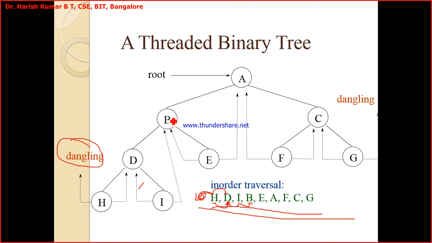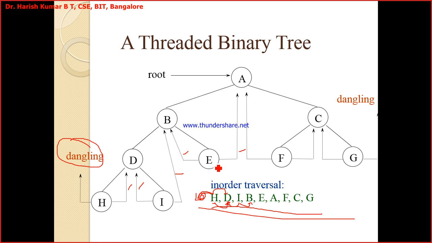When I look for the right child of node B, yes, a right child for node B exists and it is E. And this is again a leaf node, the left link is null and the right link is also null. By looking into the in-order traversal, the node before E is B, so the left link which was null, we make it point to B. So these are all the threads we are creating. This is a thread, this is a thread, this is a thread, and this is a thread.